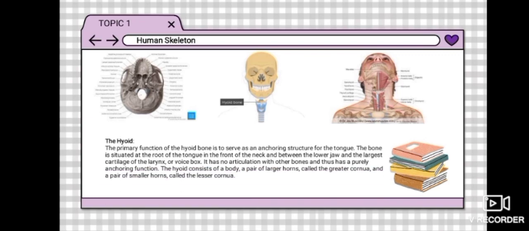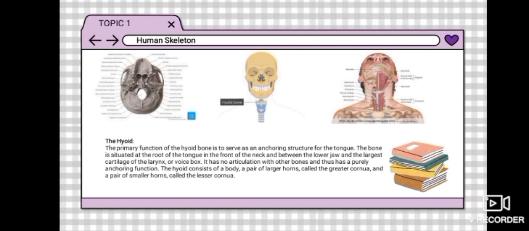And now we have the hyoid. The primary function of the hyoid bone is to serve as an anchoring structure for the tongue. The bone is situated at the root of the tongue in front of the neck and between the lower jaw and the largest cartilage of the larynx, or voice box. It has no articulation with other bones and thus has a purely anchoring function.